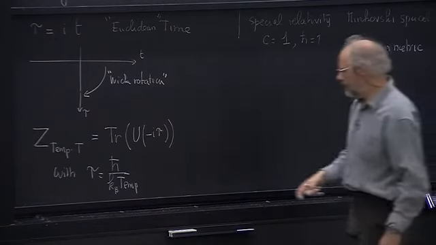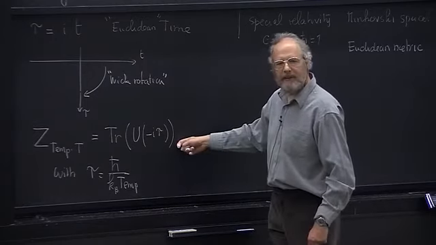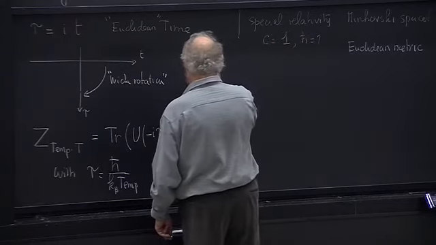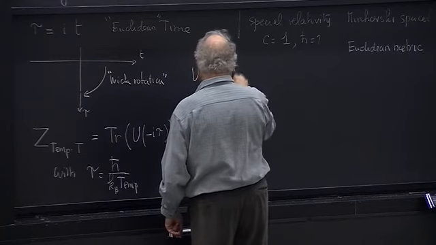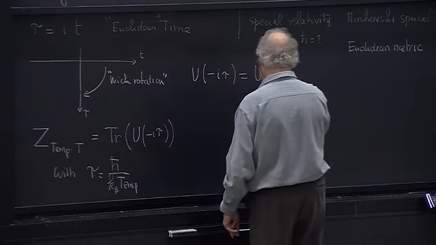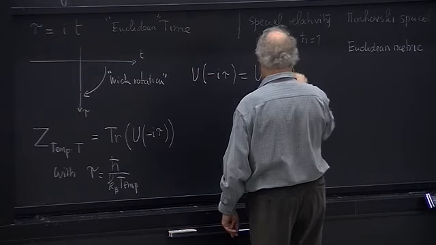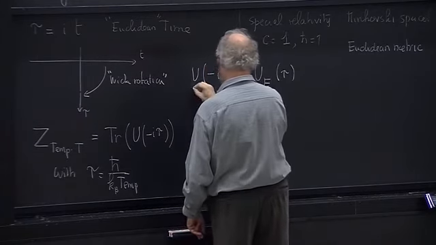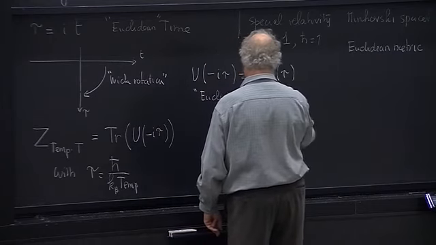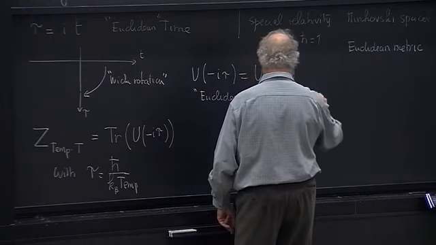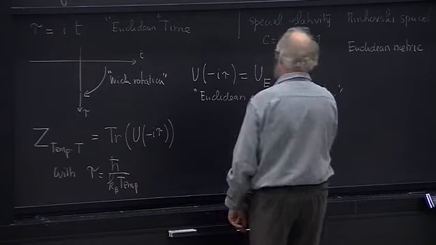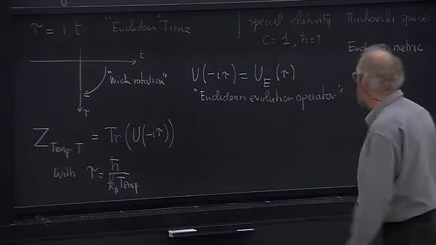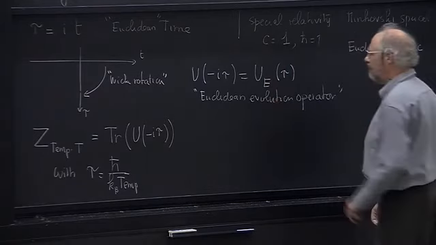at imaginary time. So for this reason, this U of minus i tau I'm going to denote the Euclidean evolution operator. It's not an evolution operator anymore because it's not unitary, but I denote it by U_E, with E for Euclidean.